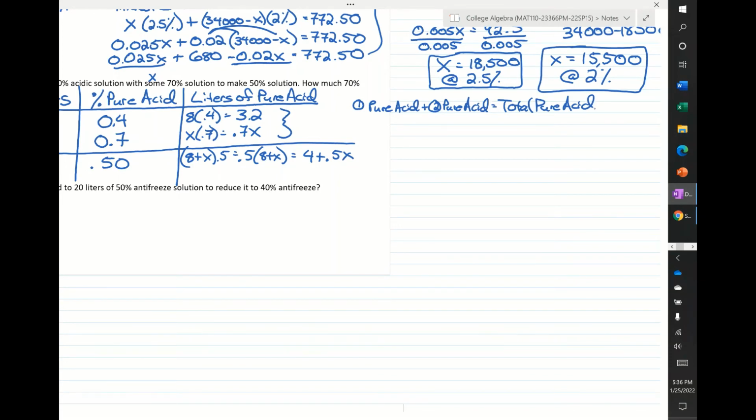Pure acid from the first solution is just 3.2 plus the amount of pure acid from the second is 0.7X. And that's equal to the total, which we saw was 4 plus 0.5X. So the chart is critical in order to be able to solve something like this. It helps us get organized.